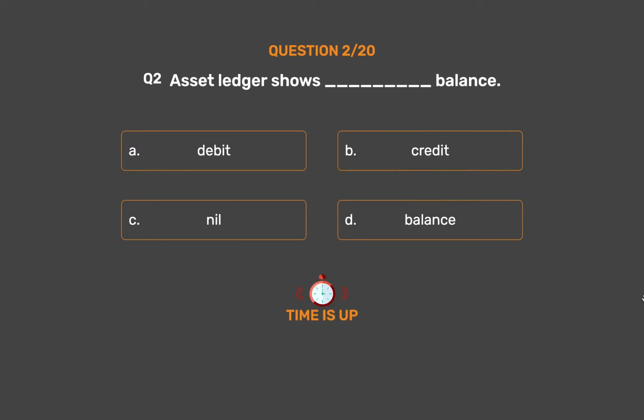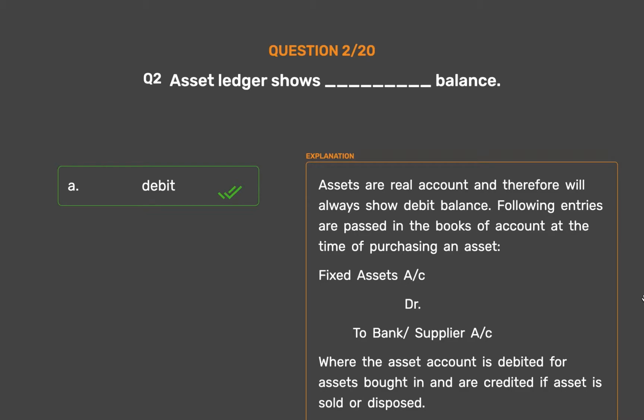The correct answer is Option A. Debit. Assets are real accounts and therefore will always show a debit balance. The following entries are passed in the books of account at the time of purchasing an asset: Fixed assets A/c Dr. To bank/supplier A/c. The asset account is debited for assets bought and credited if the asset is sold or disposed.